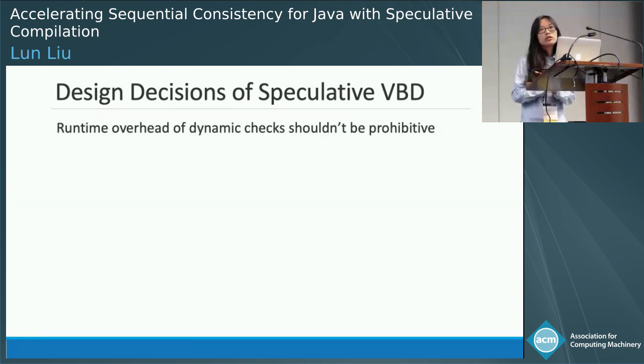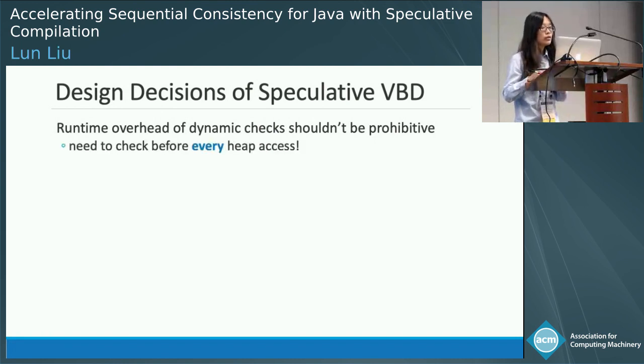The second question is that, as I mentioned, we must do this runtime check before heap accesses, and this may have a very high overhead. So it means that we need to do some optimization to reduce the checks as much as possible.